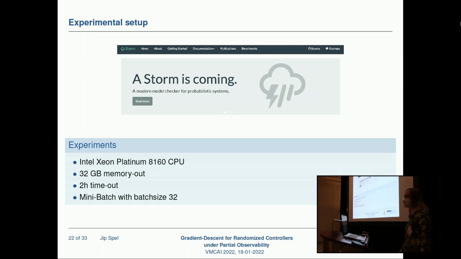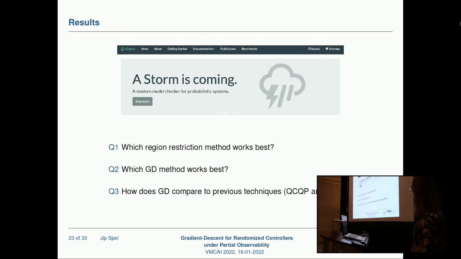And we had a 32 gigabyte memory out and a 2-hour timeout. And we used the mini-batch approach with batch sizes of 32. And we asked ourselves the following questions. First of all, which region restriction method works best for us? Then, which gradient descent method works best? And finally, how does our gradient descent approach compare to the existing techniques?